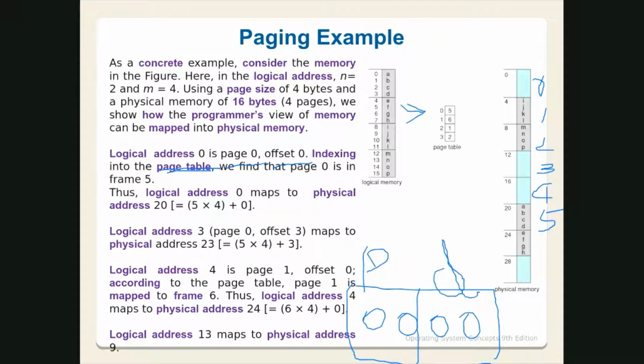So this is the page number. Page number is 0. Where is 0? Here in the page table, go to the 0 entry, which contains frame 5. In your physical memory, frame 5 is here. And what is the offset? 0 again. So this 0 is the starting location.